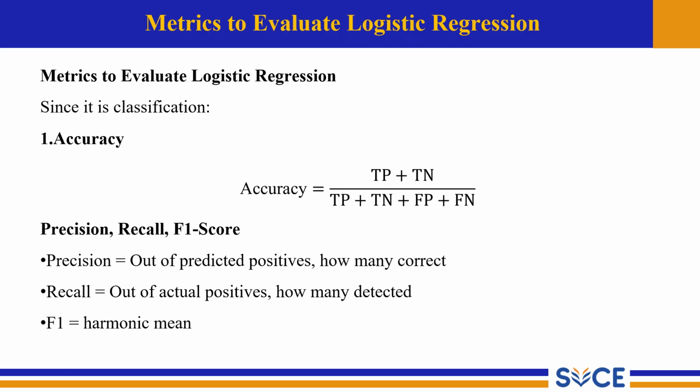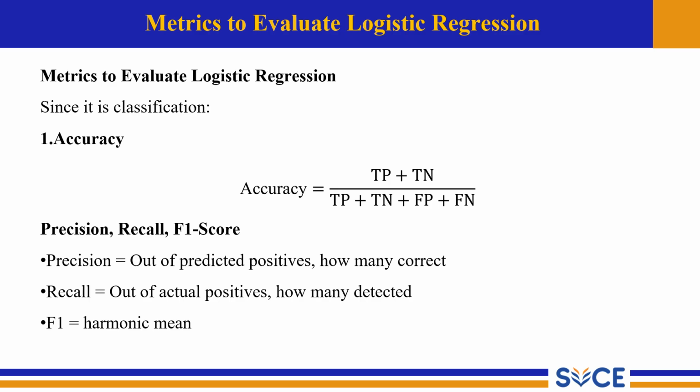on imbalanced datasets. So the second one is precision, recall, and F1 score. These metrics give a deeper understanding of model performance. Precision tells us, out of all the samples predicted as positive, how many were actually positive. It focuses on the correctness of positive predictions. Recall tells us, out of all actual positives, how many the model correctly detected. It measures how well the model catches the positive class.